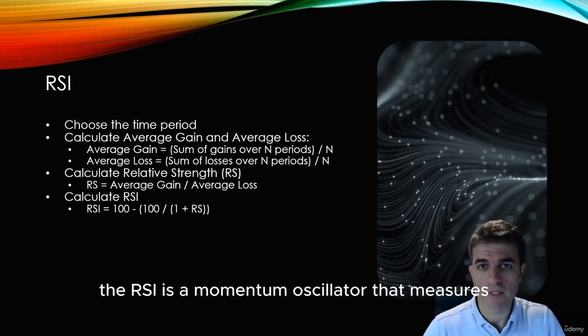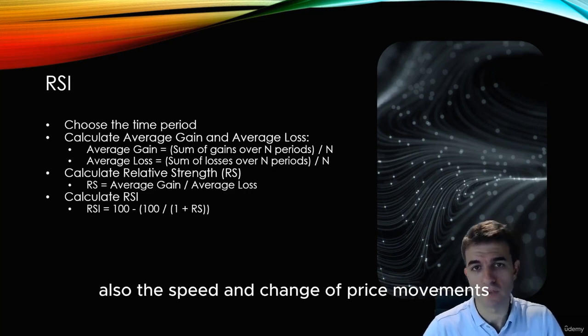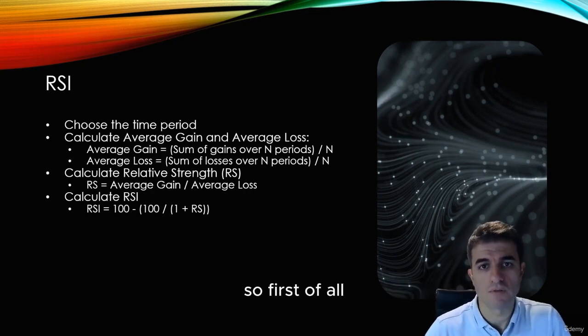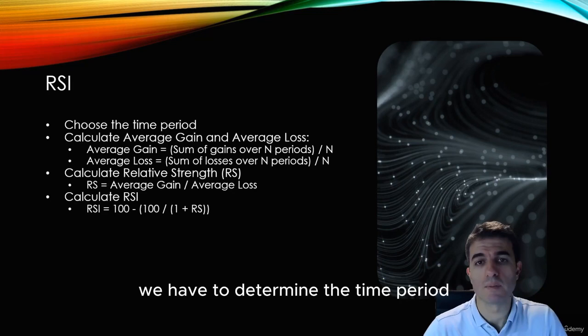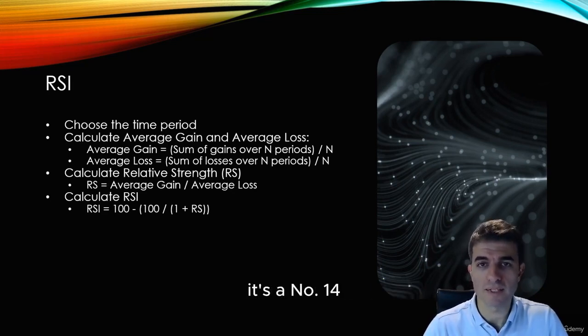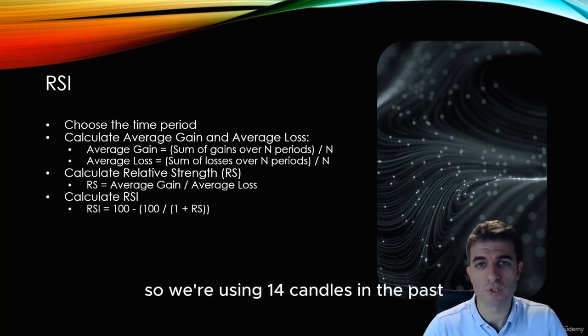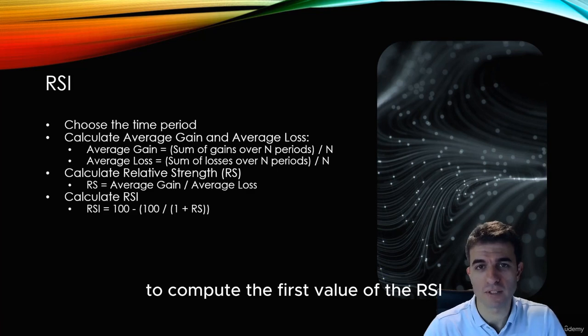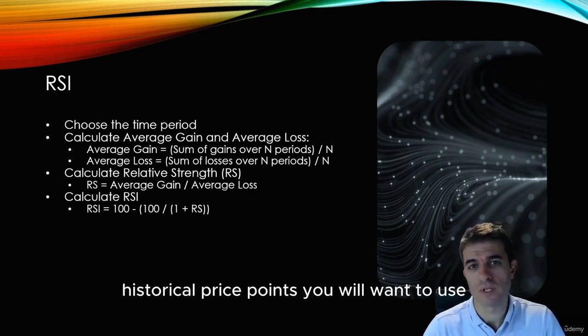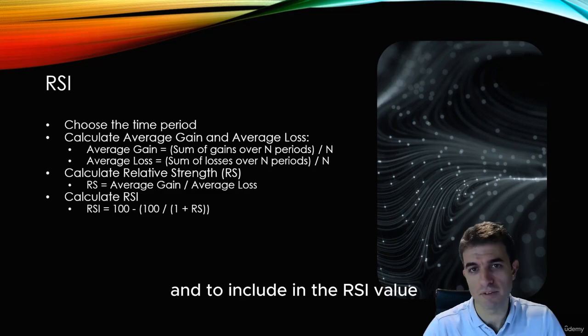The RSI is a momentum oscillator that also measures the speed and change of price movements. It's typically calculated using the following steps. First of all, we have to determine the time period, choose a specific time period. Usually by default, it's the number 14. So we're using 14 candles in the past to compute the current value of the RSI. This period represents the number of historical price points you want to include in the RSI value.